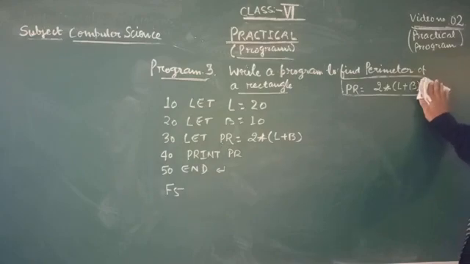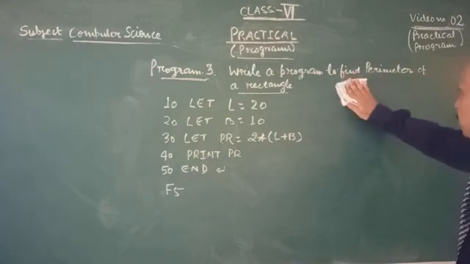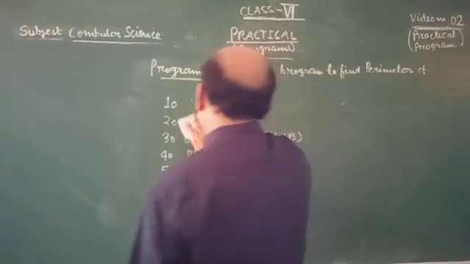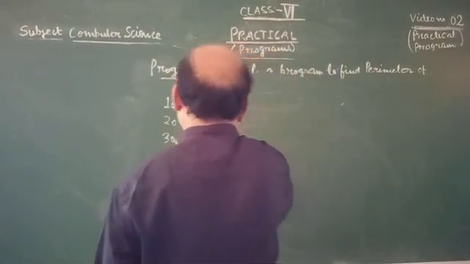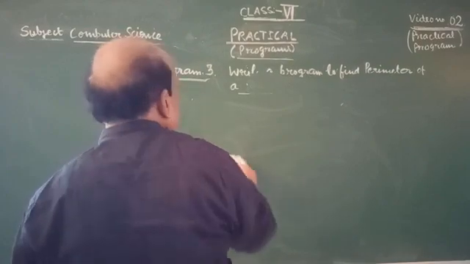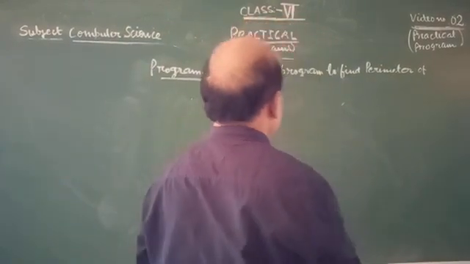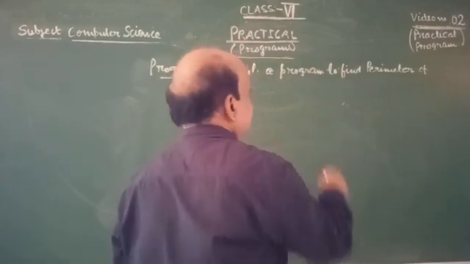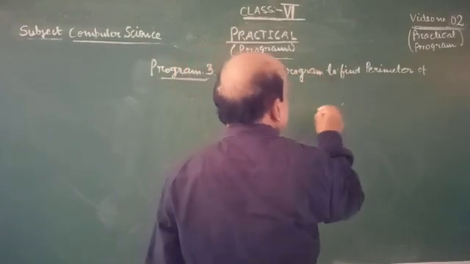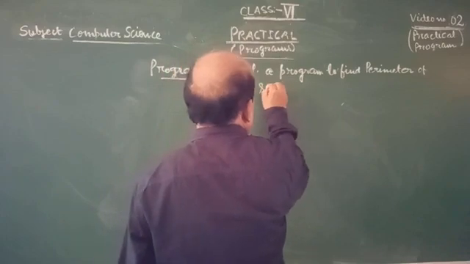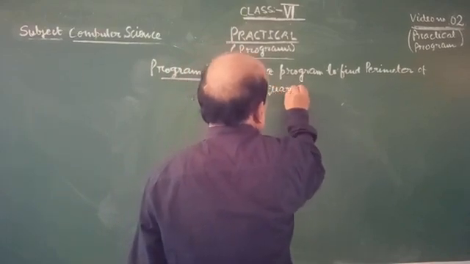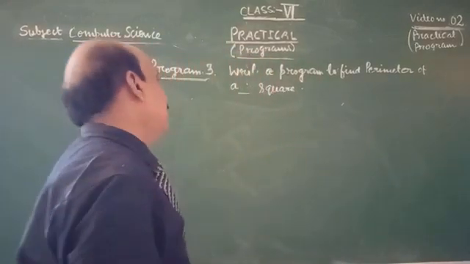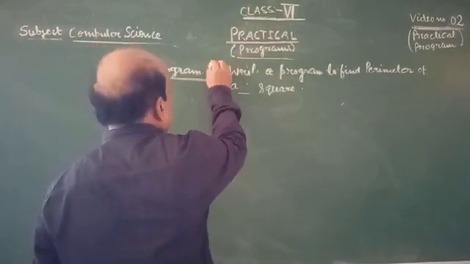After this program, the 4th program: write a program to find the perimeter of a square. Now you are finding here the perimeter of a square. This is program number 4.